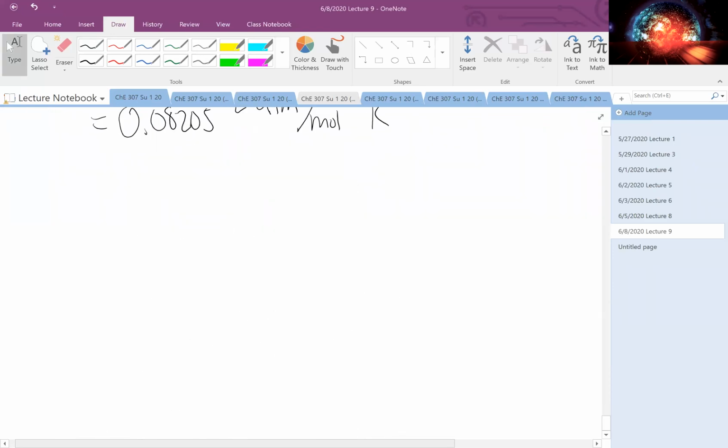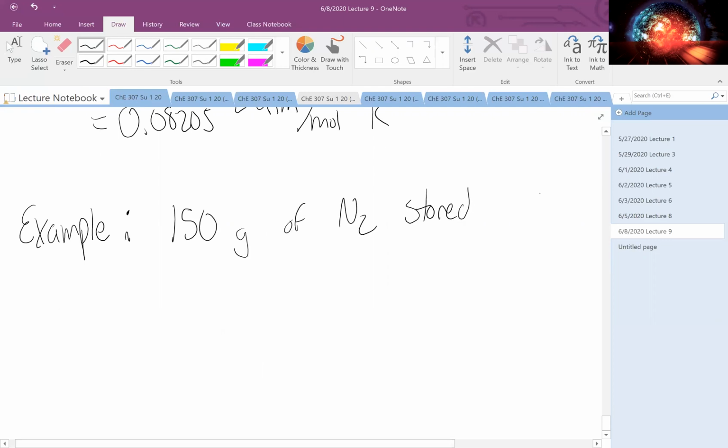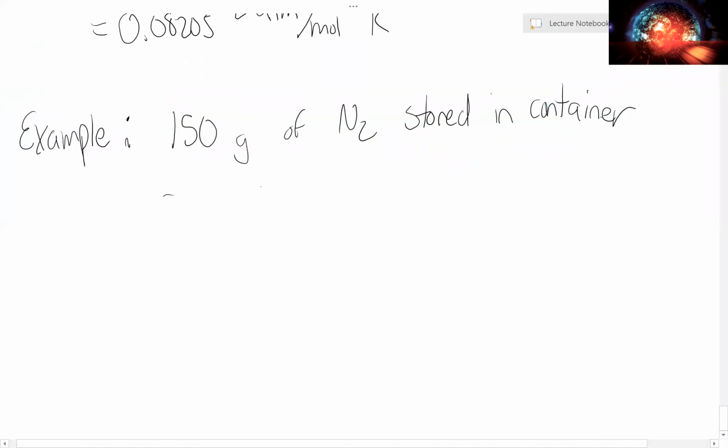So let's look at an example. If I have 150 grams of nitrogen stored in a container at 20 degrees C and 2.1 atmospheres, what is the volume of the container?